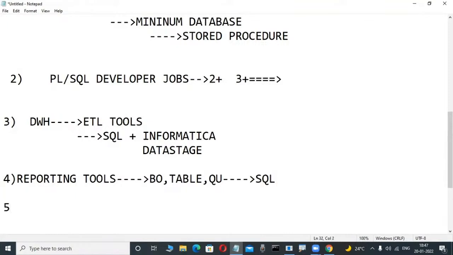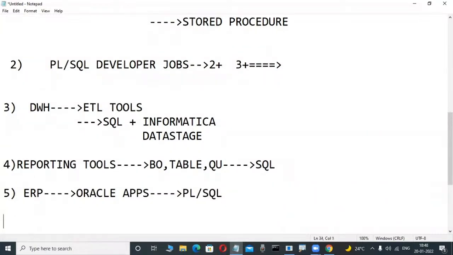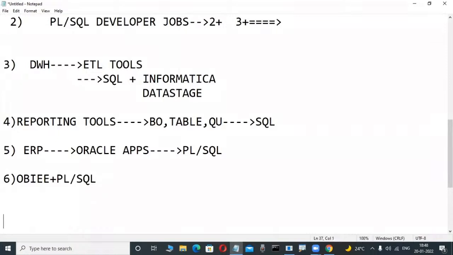Again, some programmers are interested in the ERP side. Oracle Apps is an ERP, same like SAP. Oracle Applications 11i is there. These persons require very good knowledge in PLSQL. Those persons also learn these courses. Again, OBI programmers are there. OBI is a product, and with it PLSQL jobs are there. Those persons also learn these courses.